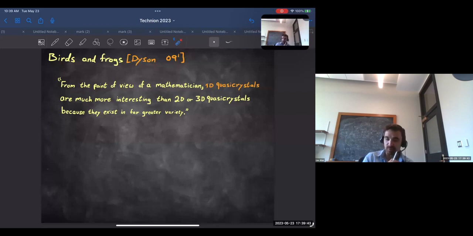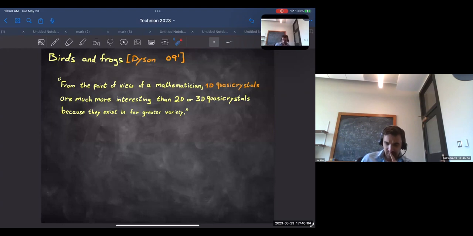And later on, in 2009, Freeman Dyson wrote a beautiful article, which if you haven't read yet, I really recommend reading, called Birds and Frogs, where he categorized the great mathematicians into birds and frogs. He considered himself a frog.